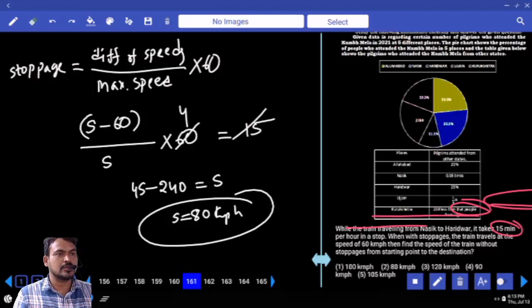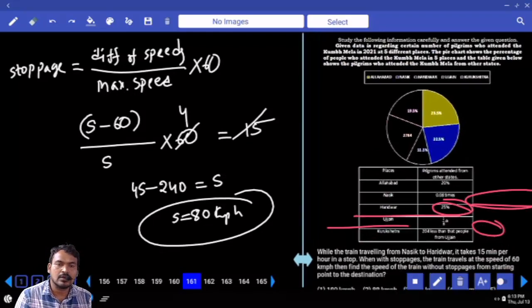Difference of the speeds by maximum speed into 60. We know the with stoppage speed, but we require which one? Without stoppage speed.